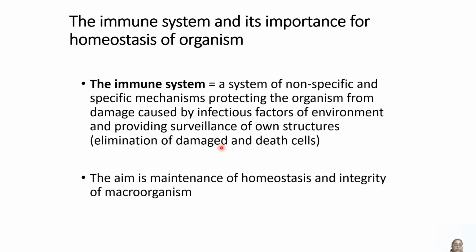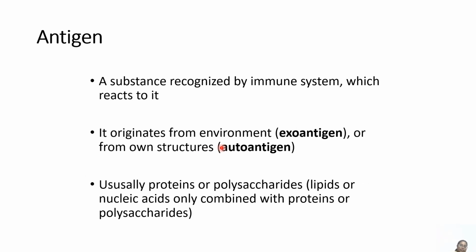The immune system and its importance for homeostasis of an organism. Homeostasis is basically the normal condition, how we are able to maintain a normal condition up to a certain point. The immune system is a system of non-specific and specific mechanisms that protect us from damage caused by infectious factors of the environment, and provide surveillance of its own structures, like elimination of damaged or dead cells. The aim is the maintenance of homeostasis and the integrity of the macroorganism.